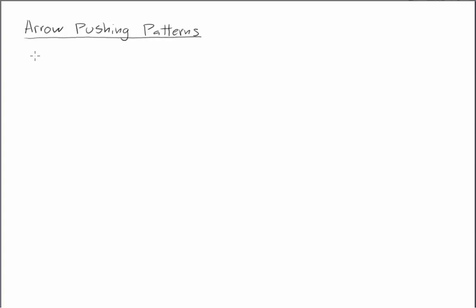One of the main topics of this chapter are the 4 arrow pushing patterns, and we're going to briefly discuss them now. There are 4 patterns, and the first is Nucleophilic Attack. And we're going to abbreviate all of these patterns so that it's easier to discuss them with each other. The second one is Loss of Leaving Group.